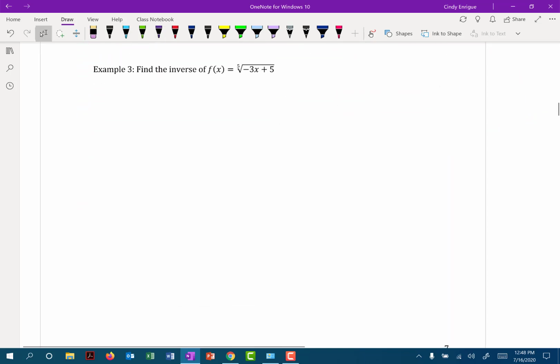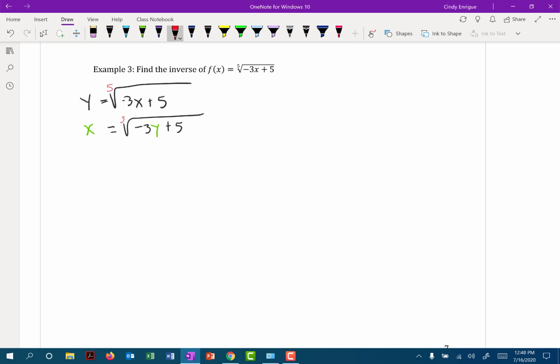For example number 3, we are going to follow the same steps. So step number 1, change it to y. So y is equal to the fifth root of -3x plus 5, and I have my index of 5. So step number 1, change it to y, did that. Now step number 2, switch your x and y variable. So x is equal to the fifth root of -3y plus 5.